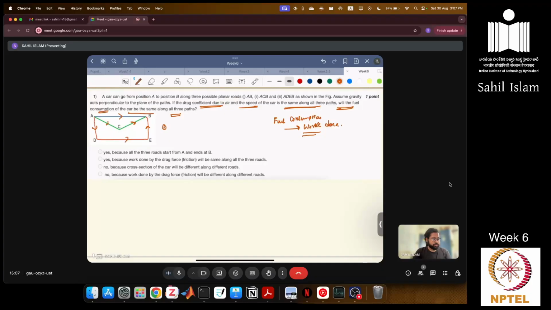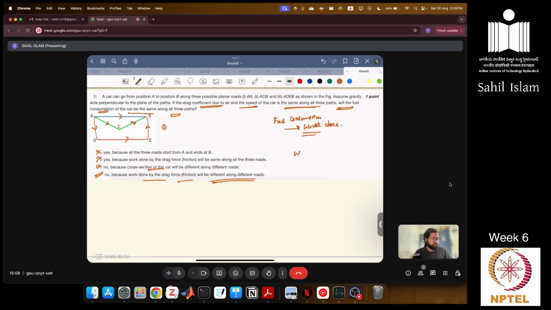So now the point is, the work done depends on the length of the path it has taken. So it would not be equal. What is the reason? No, because the cross section of the car will be different along different roads. Cross section of the car is not correct. Work done by the drag force will be different because the length of the roads are different.